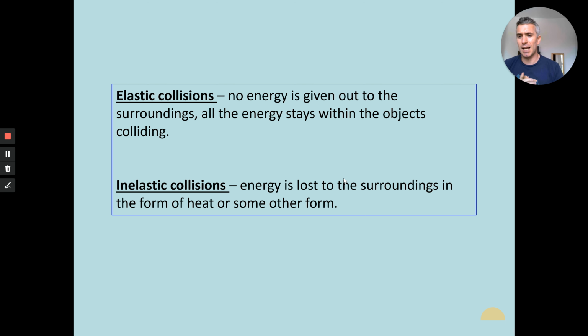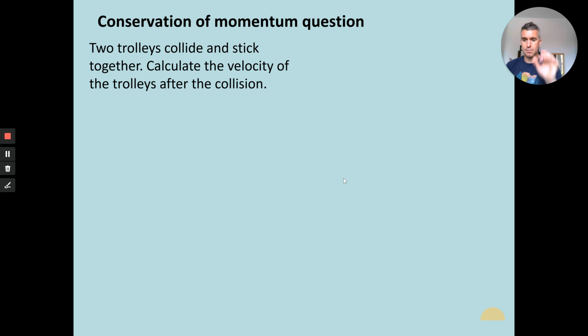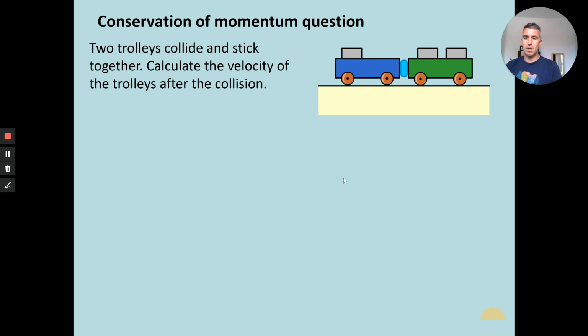So elastic collision, no energy is given out to the surroundings. They were all within the objects. In inelastic, some energy is lost to the surroundings. Write that down. Pause, write it. Check.